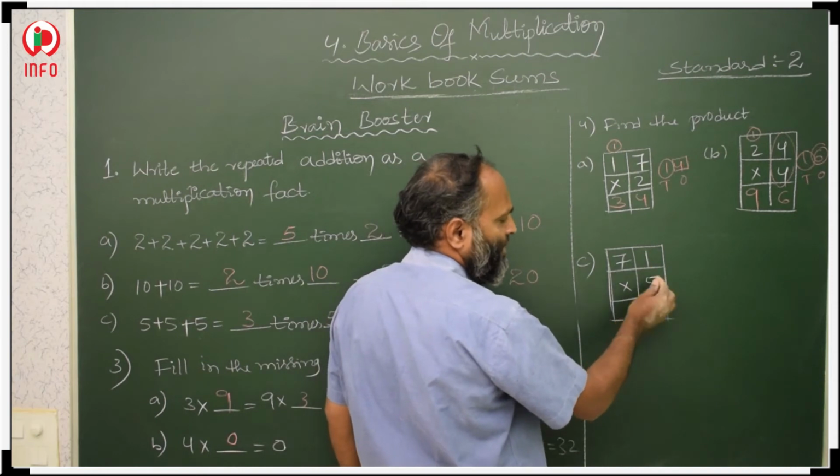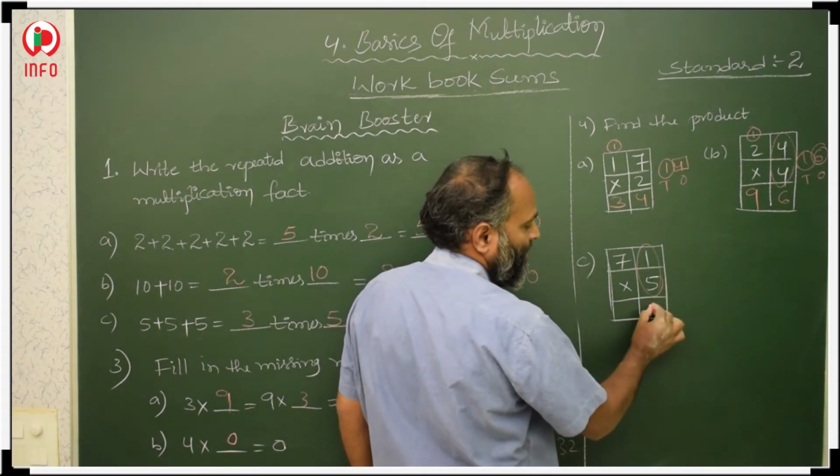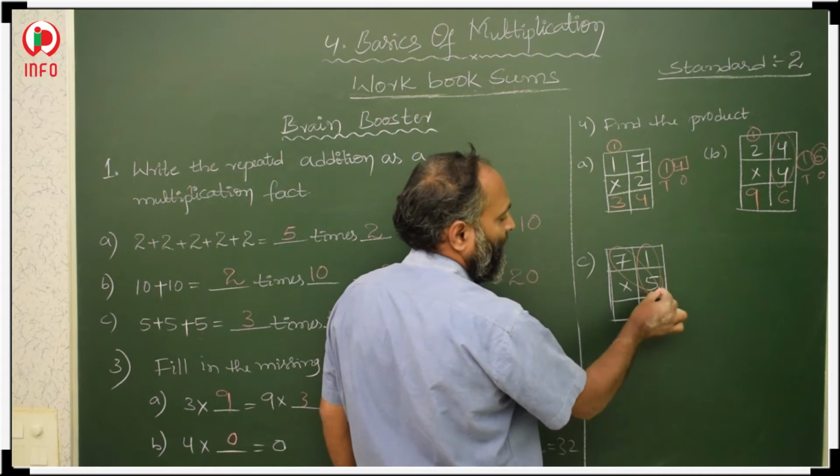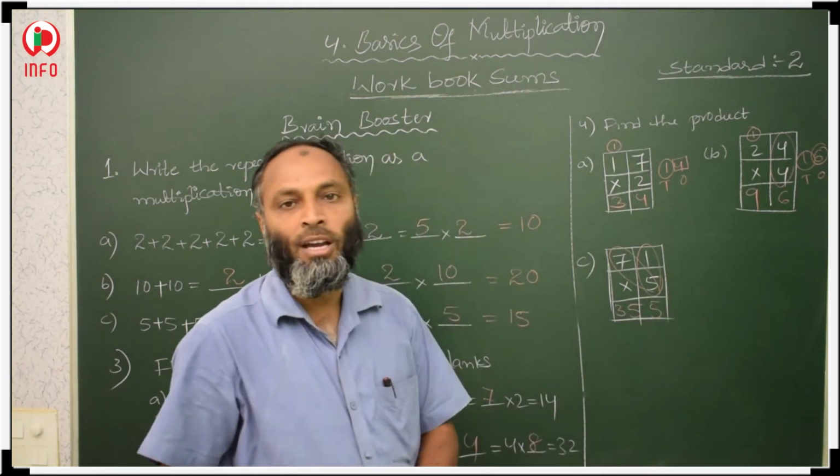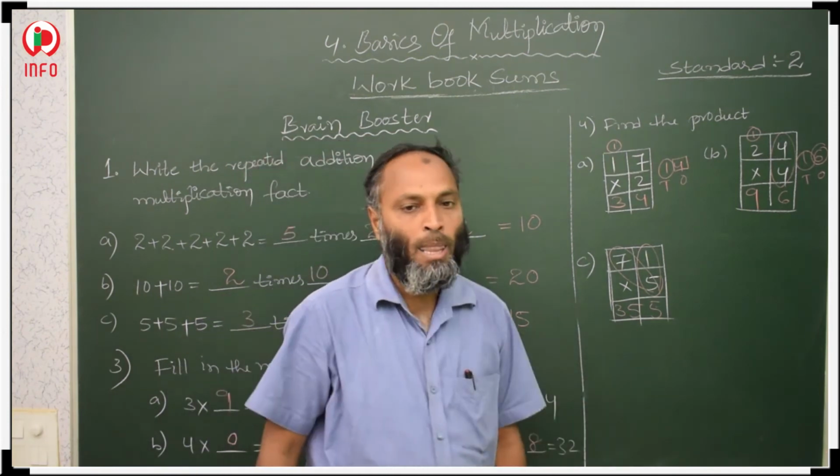Here 5 1s are 5, with 1 first. 5 1s are 5, and 5 with 7, 5 7s are 35. So 355. This is the product.